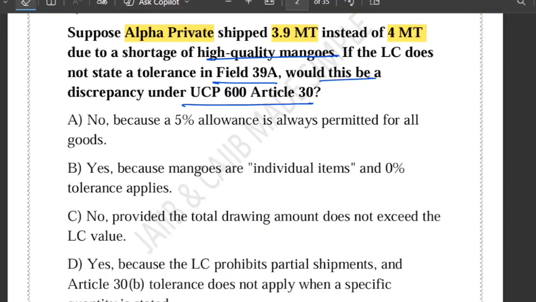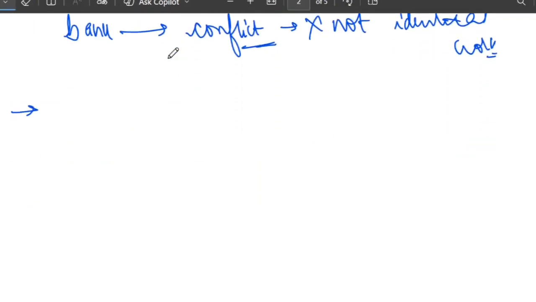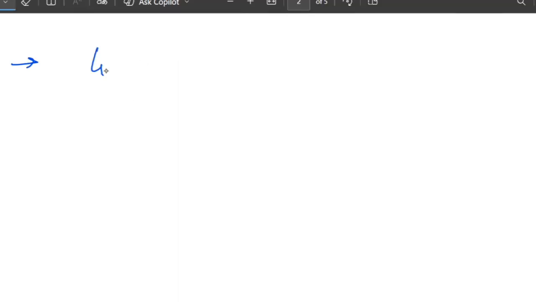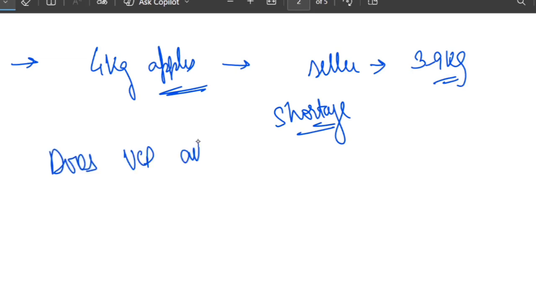Now imagine the same situation. Imagine someone has ordered 4 kg of apples, but the seller has only 3.9 kg. Obviously, there is a shortage of 0.1 kg or 100 grams. So, does the UCP allow this? This is a very good question, right? Does UCP allow this shortage?